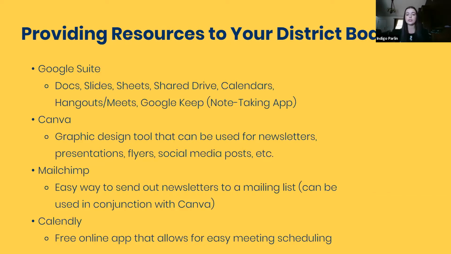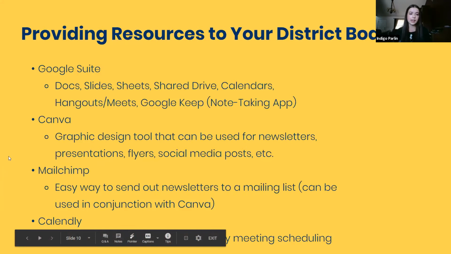MailChimp is another good resource. It basically allows you to create a sort of newsletter, and then you can mail it out to a mailing list, and you can have multiple mailing lists depending on who you want it to go to. And it can be used in conjunction with Canva. So you could create a PDF newsletter, and then you can import it into MailChimp, and then you just have to put the little PDF images in, and then boom, your newsletter is good to go.